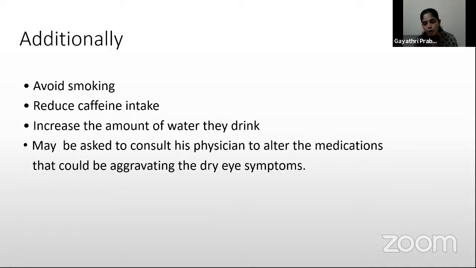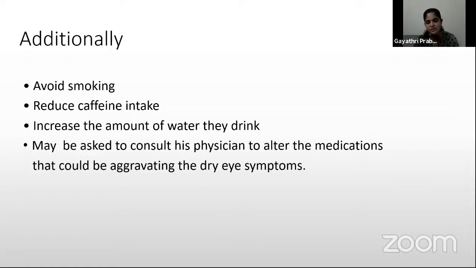It will include all sorts of aerated drinks and your energy drinks as well, to increase their hydration levels. And also, if they are taking any medications that could possibly aggravate the dry eyes, then they could consider changing their dosage, or probably the medicine itself.